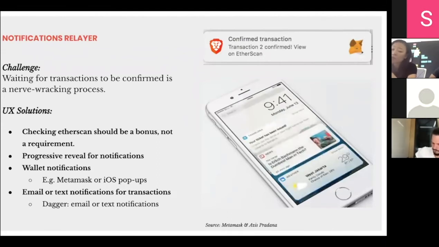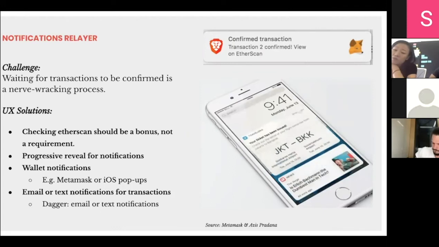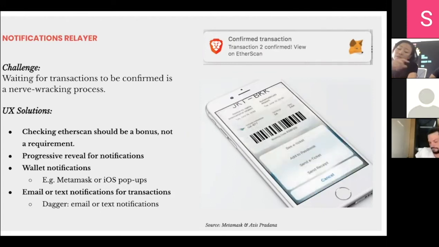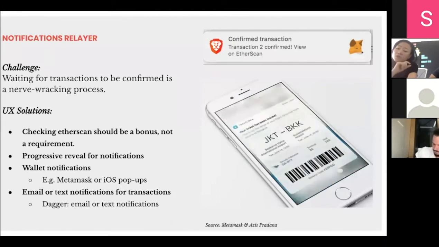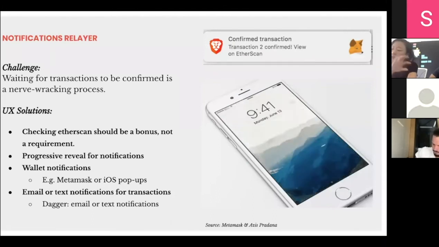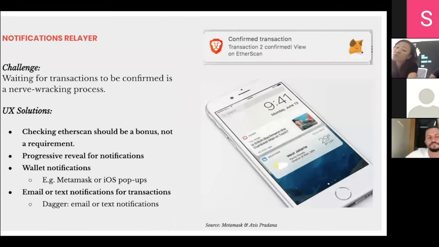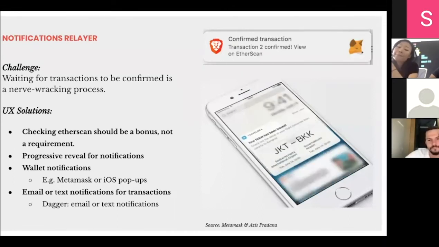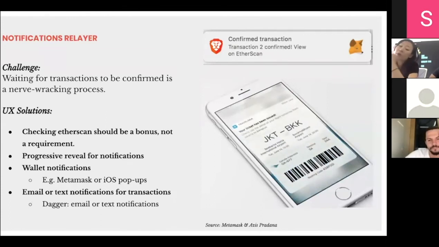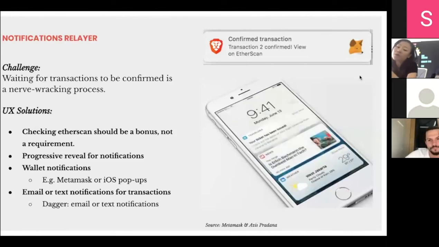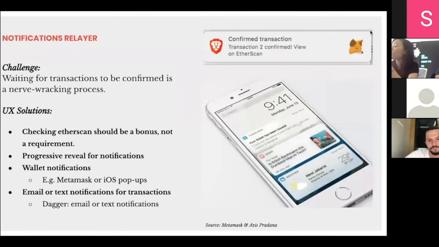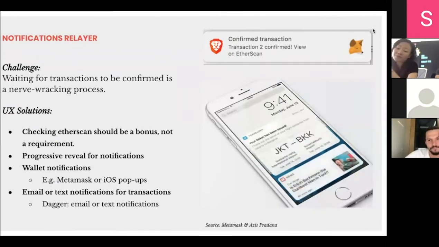So one quick way to do it, and I drew a quick analogy to a travel app that I found, is that you can do a progressive reveal, which means it has a really quick notification for just, whatever, your transaction is being confirmed, but you can double tap to reveal more information. I think that's a really nice way to do it, so that you don't overwhelm the user with too much information, but you are also able to give them more information if they wish to see it.